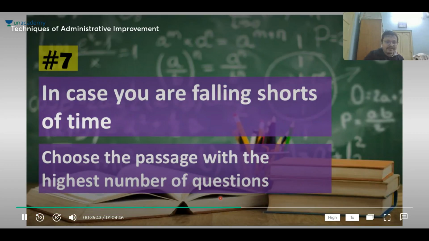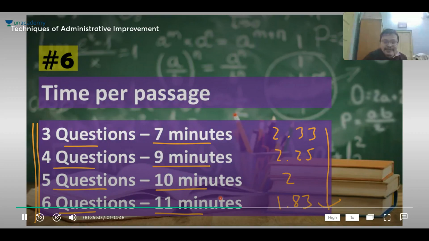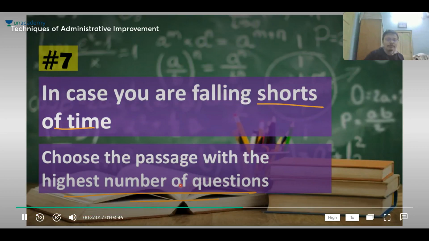So always it's wiser that in case you're falling short of time, choose passages with a higher number of questions because those can be attempted in a lower duration. Remember, attempting 6 question passages takes 11 minutes, whereas attempting 2 sets of 3 question passages takes 14 minutes. So it's always wiser to attempt passages which have a higher number of questions, because then you'll be able to attempt more marks. The more questions you attempt in VRC, the higher the chance of getting a higher total. Because remember, in VRC, accuracy is a little difficult to play with.